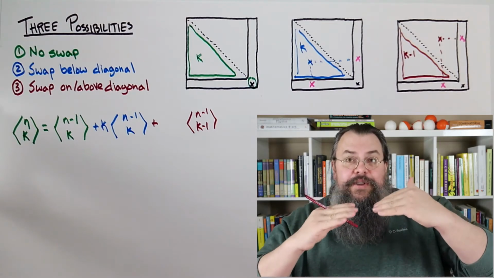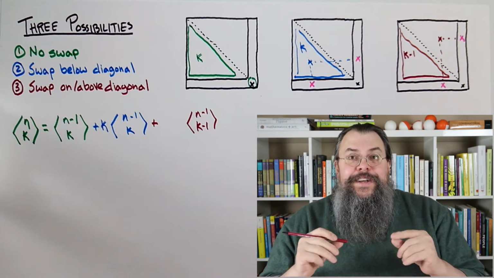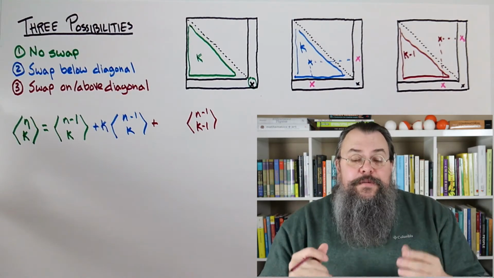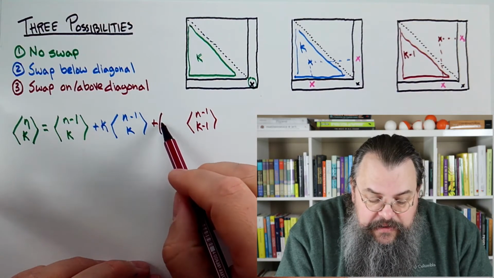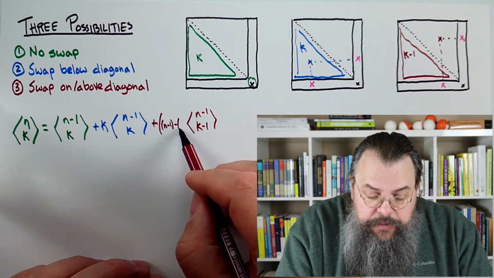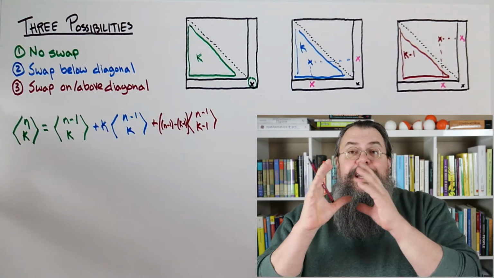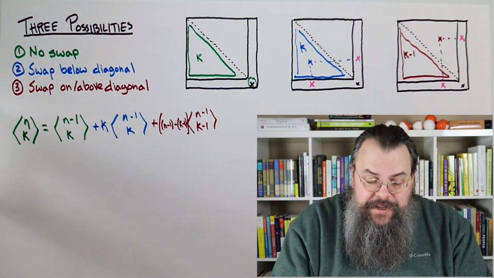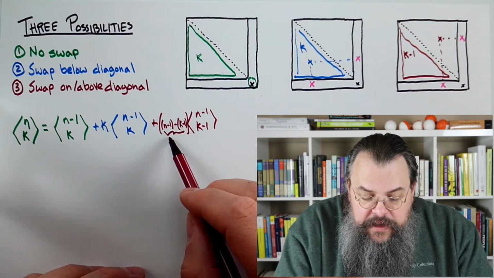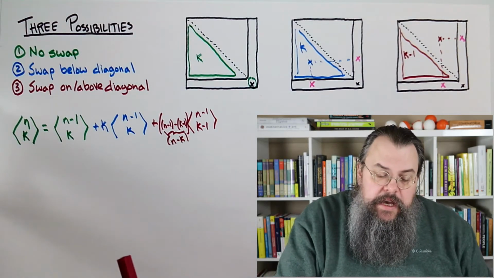We know how many are below the diagonal. It's k minus 1. How many rooks are there in total? Well, it's an n minus 1 by n minus 1 board, so there's n minus 1 rooks in total, but we can't swap with any of the k minus 1 rooks below the diagonal. So it's n minus 1 subtract k minus 1. Or, when you clean this up, because you can get the minus 1s to cancel, it becomes n minus k. And now we have our pieces.